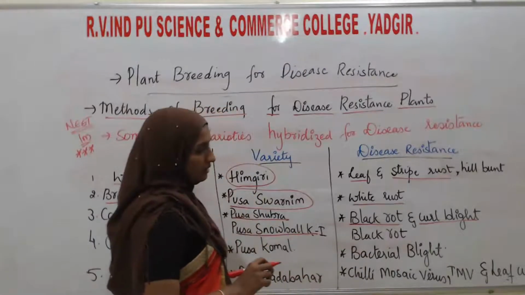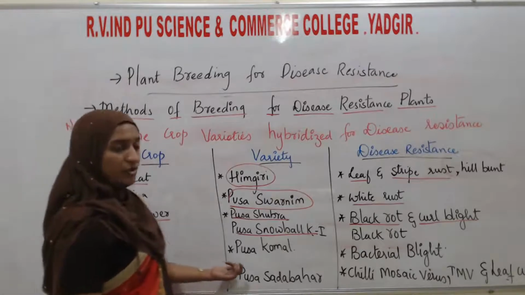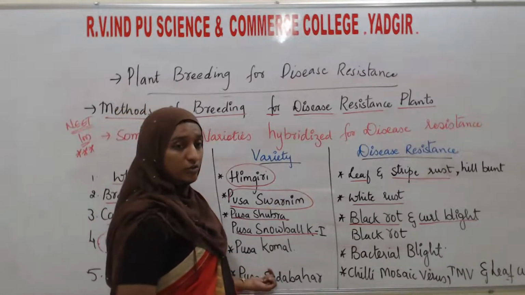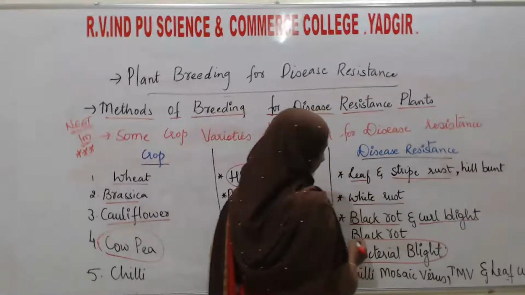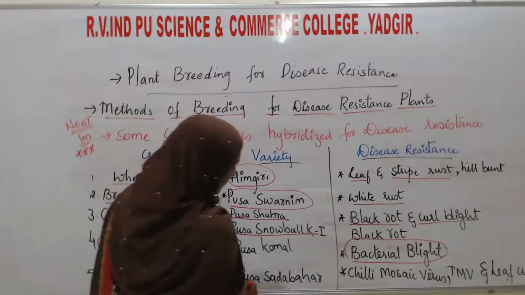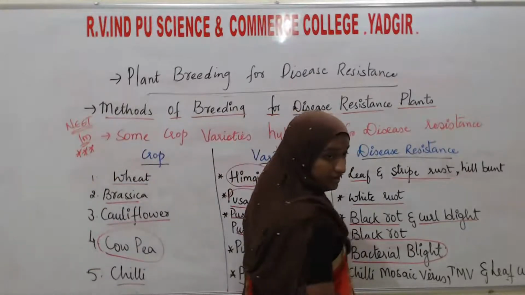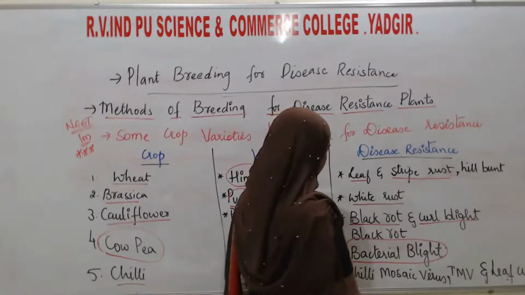Black rot. Then next that is the cowpea. In cowpea, what is the new variety means, that is the Pusa Komal, and what is the disease resistance means, that is the bacterial bleed. The last thing, that is in the chili, Pusa Sadabahar. Then what is the viral infection that is going to cause in the chili plants? What are the diseases?